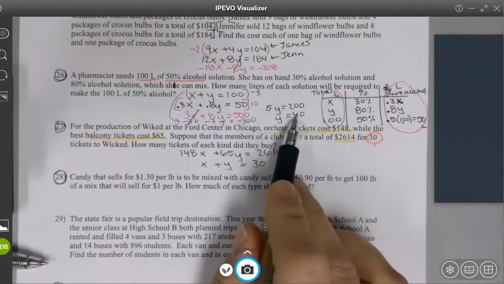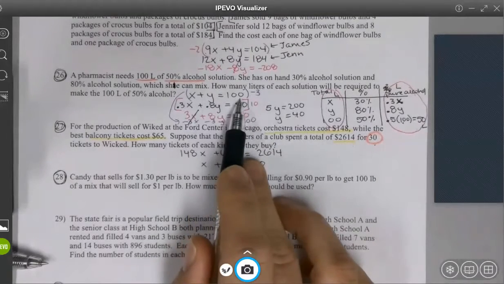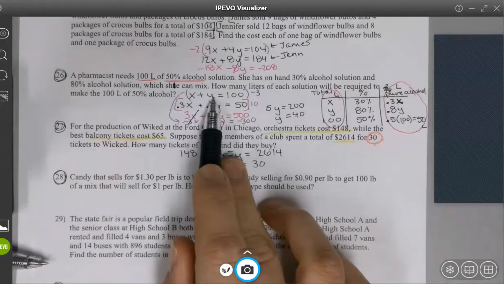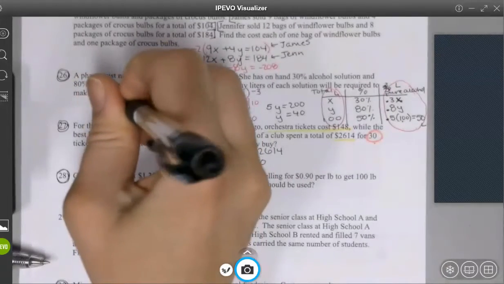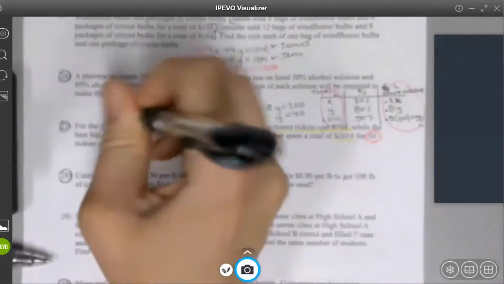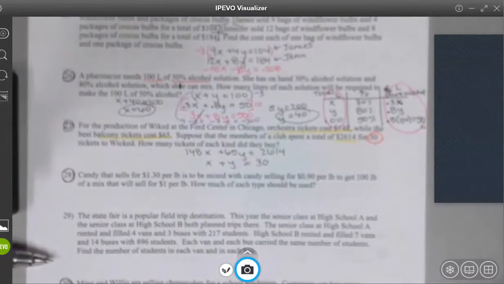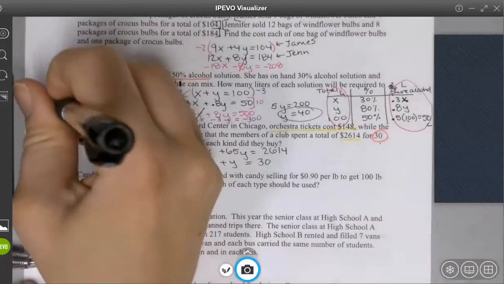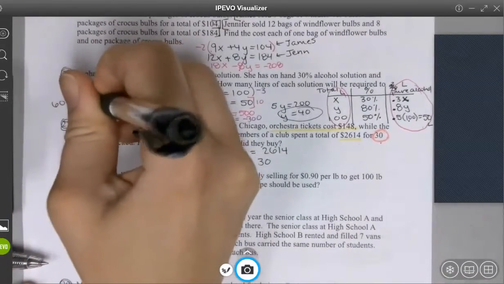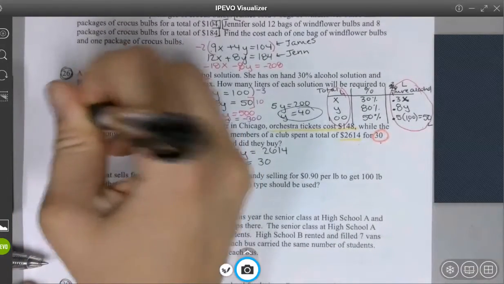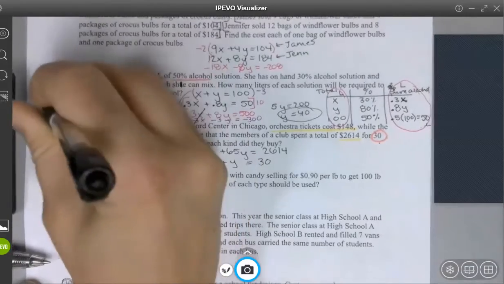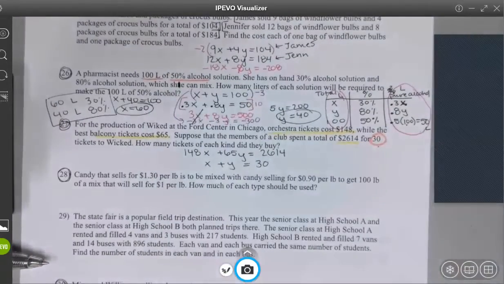And then if y equals 40, and I know that combined it has to add up to 100, I can plug that in. x plus 40 equals 100, or x equals 60. And anytime I have a word problem, I want to respond in words. So that means I have 60 liters of the 30% solution and 40 liters of the 80% solution. Okay, that's what I would mix together. And those 100 liters would be 50% alcohol solution.